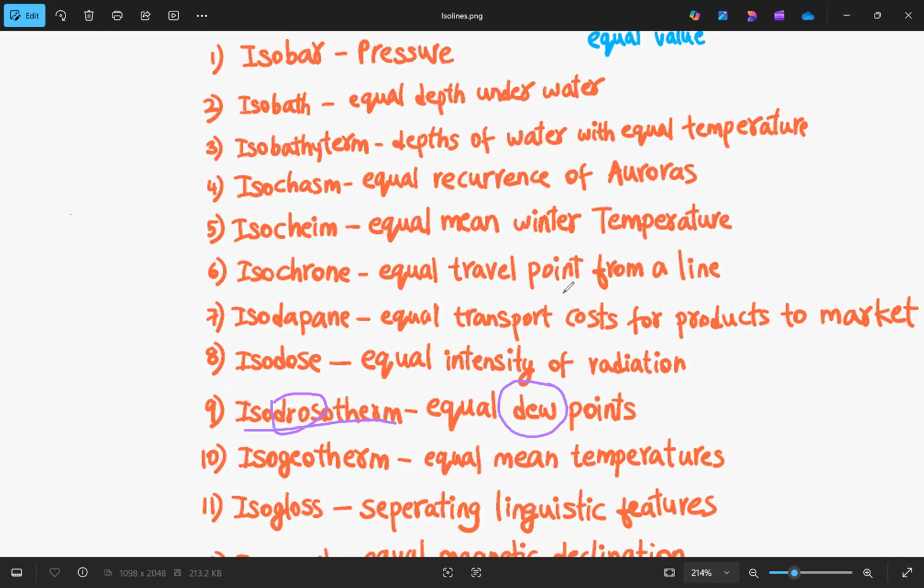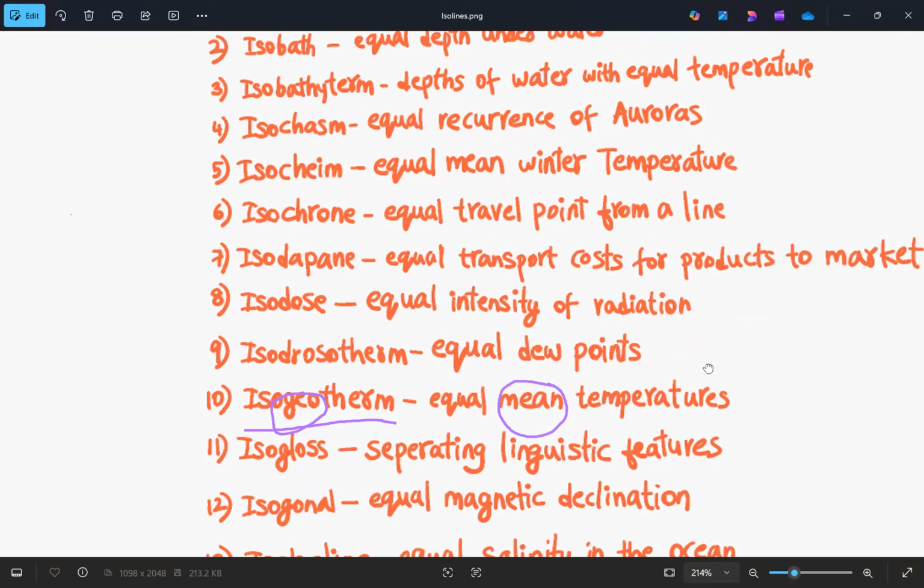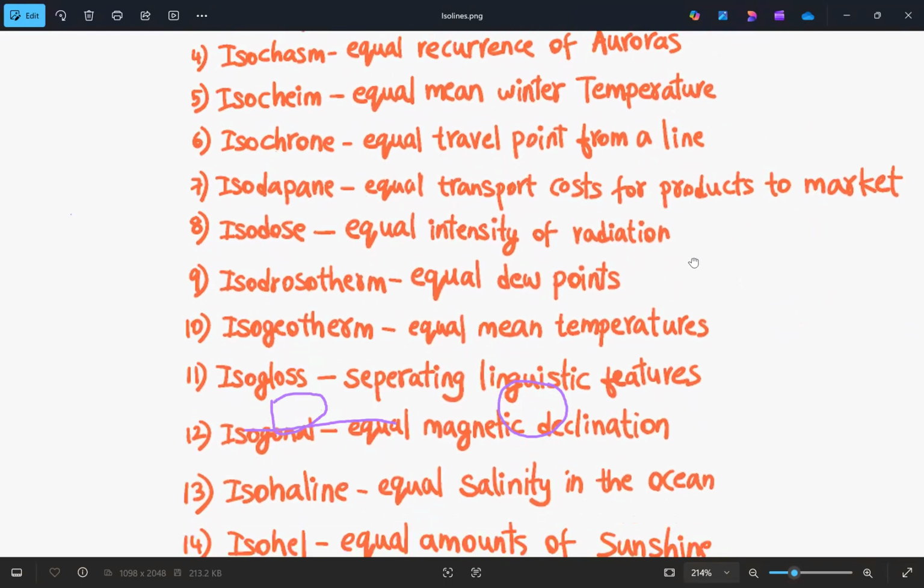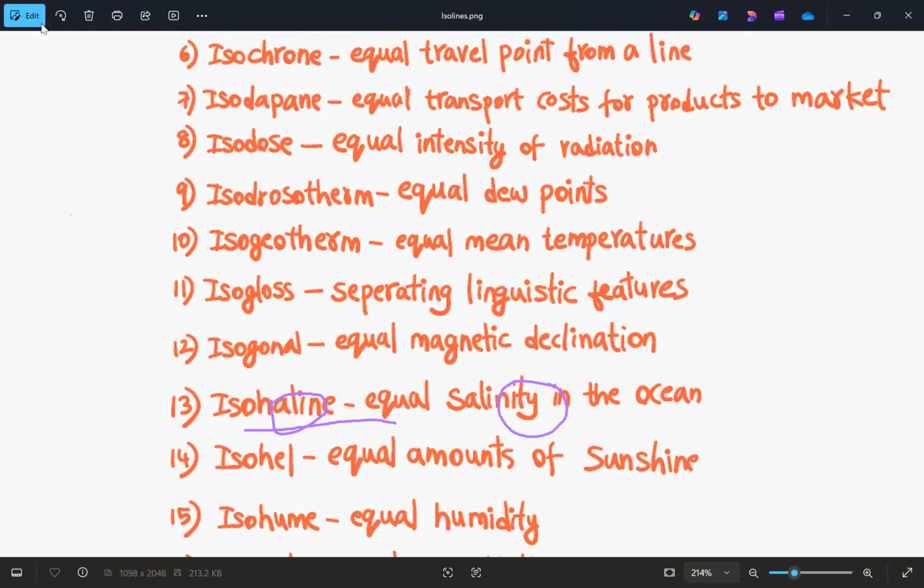And the next one we have is isogeotherm. In isogeotherm, we know geo means earth and therm means temperature. So isogeotherm measures equal mean temperatures. What does an isogeotherm measure? It measures equal mean temperatures.